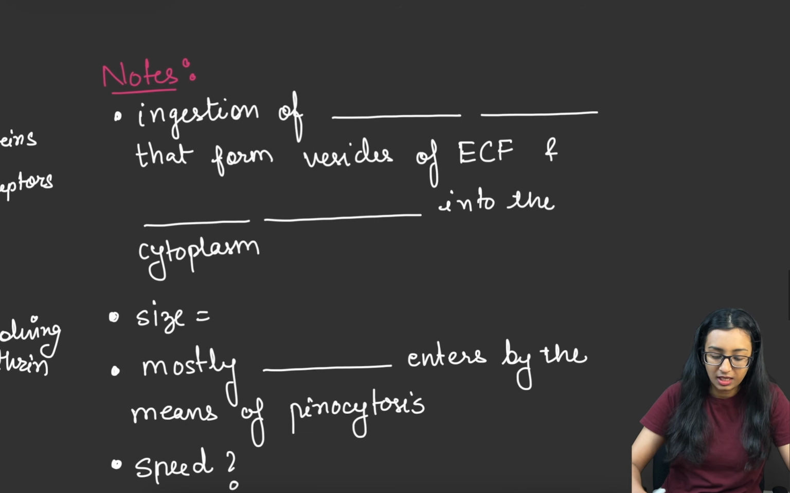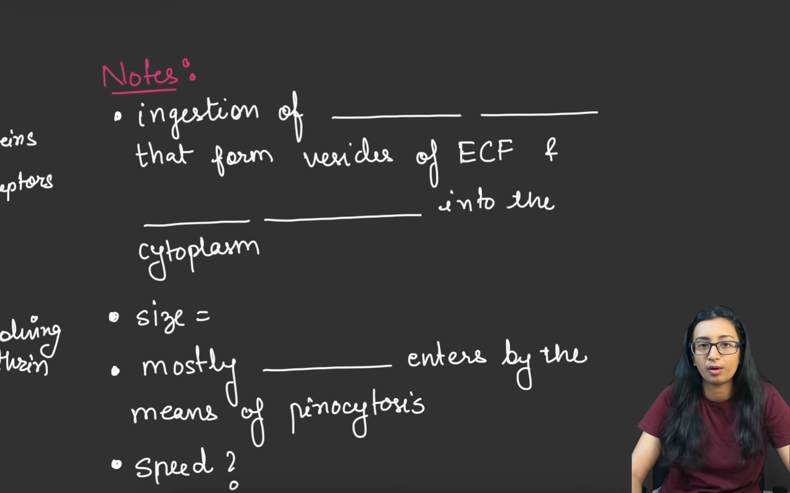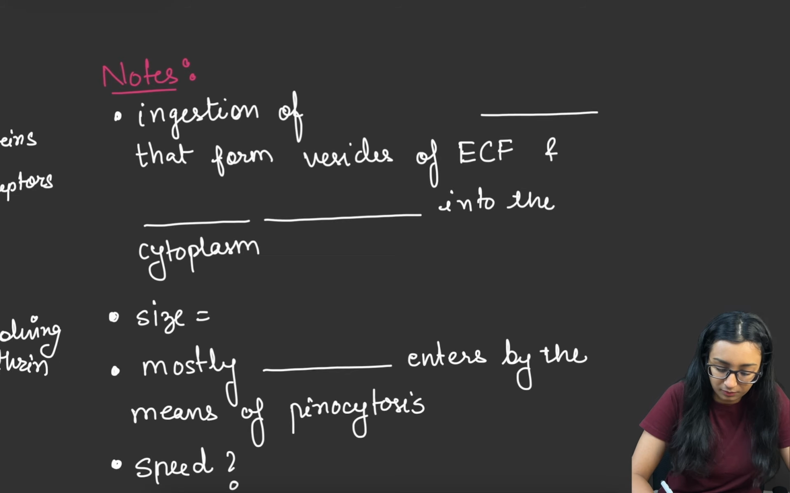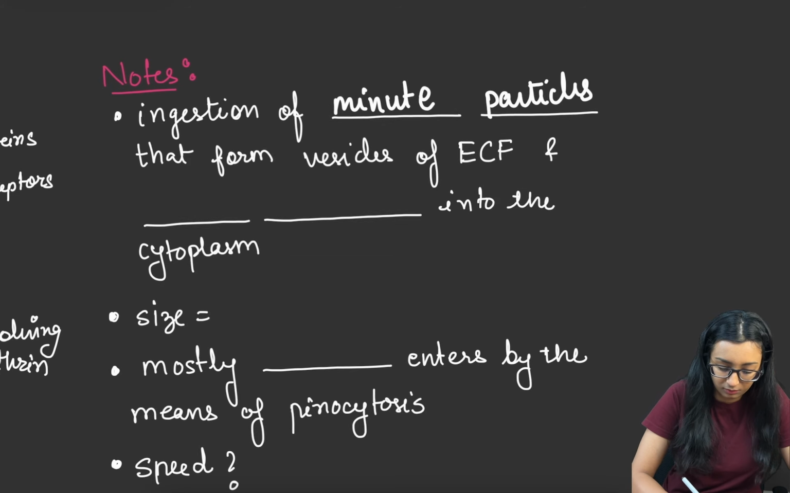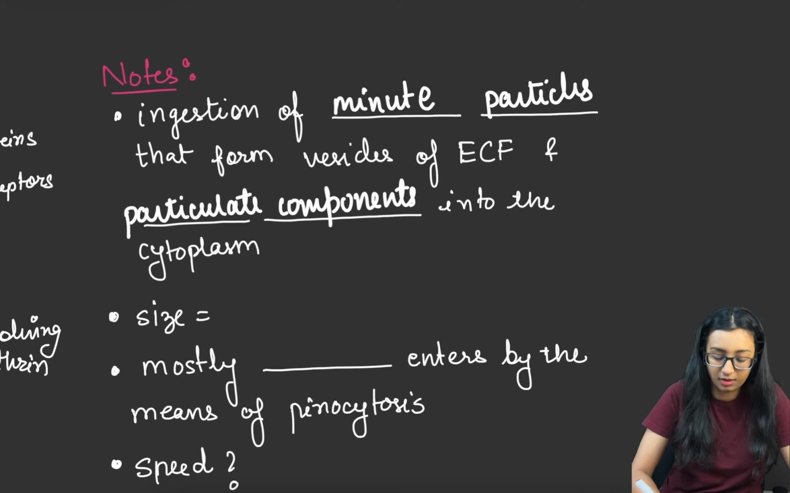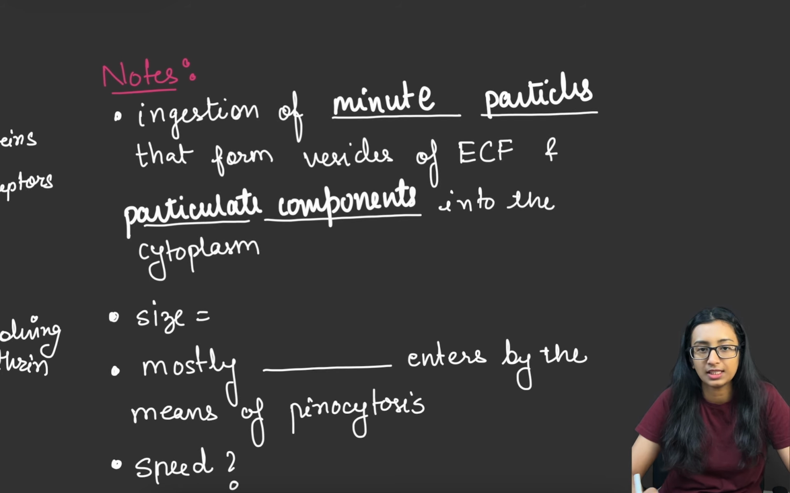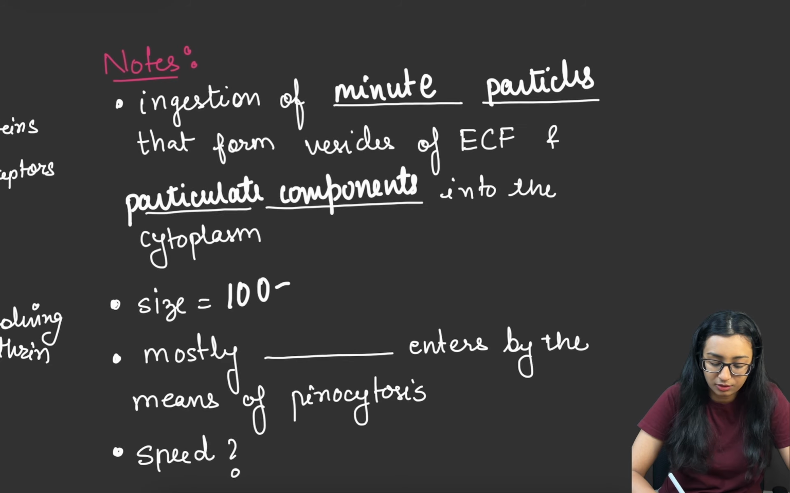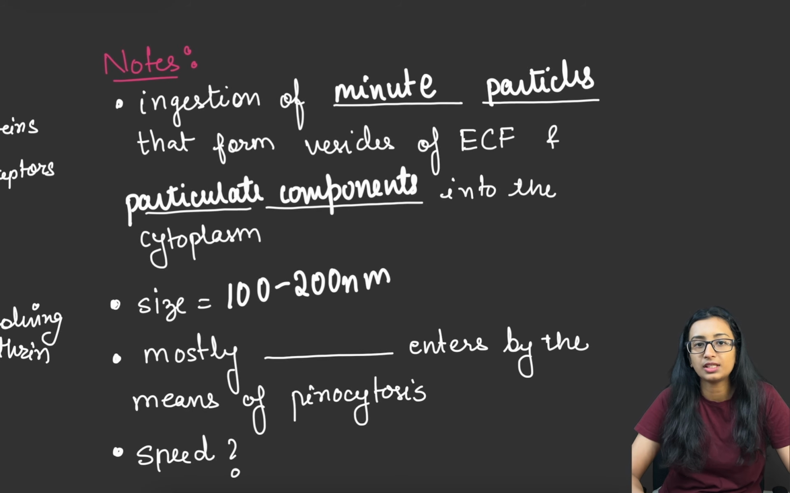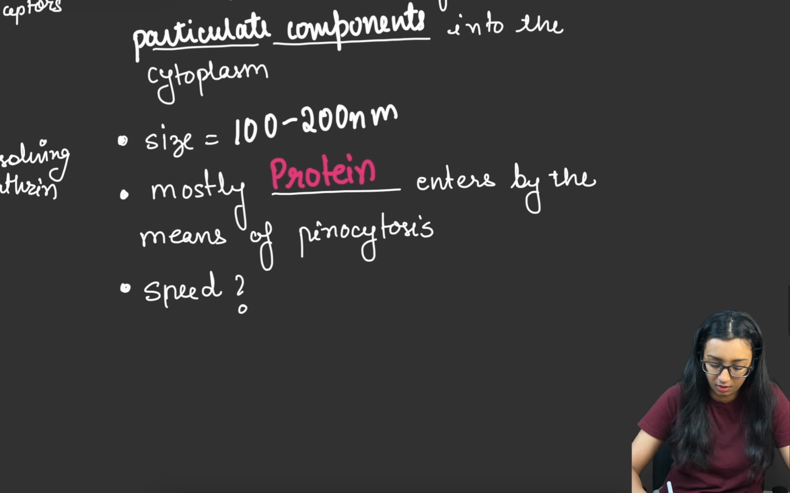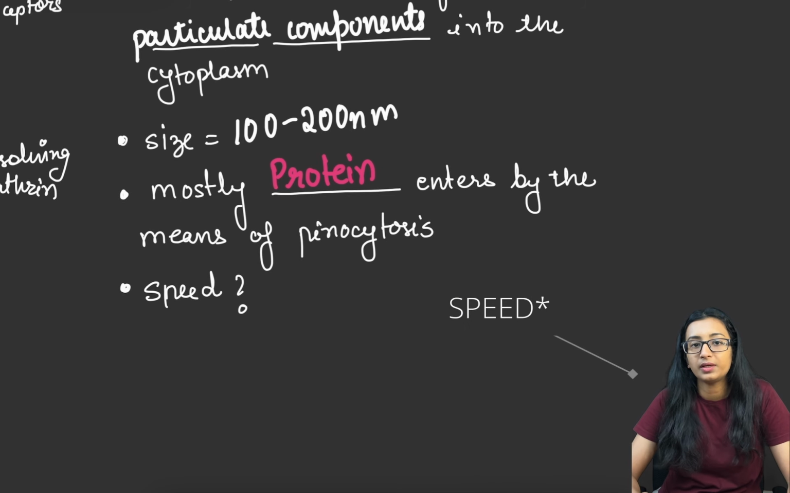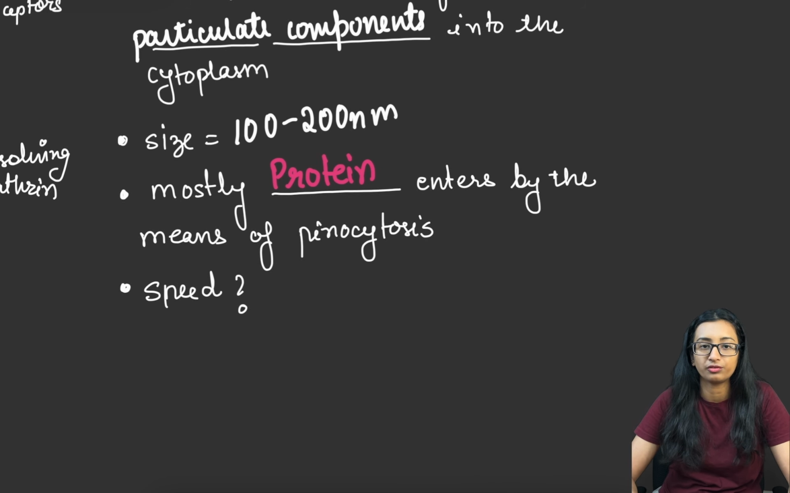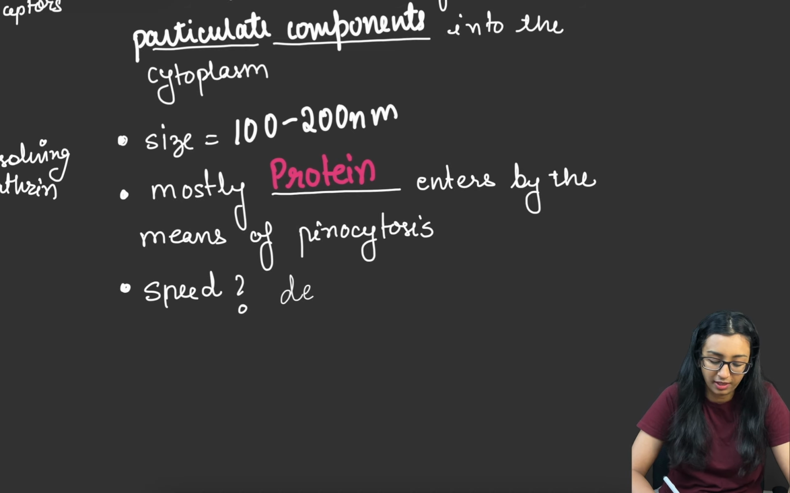So, in pinocytosis, there is ingestion of minute particles that form vesicles of the ECF and particulate components into the cytoplasm. It usually occurs in the cell continuously. The size is 100 to 200 nanometers, and mostly protein goes in through this method. How about the size? The size can be variable. For example, in the case of macrophages, within a minute 3% of the macrophages will be engulfed. So it is variable or dependent.